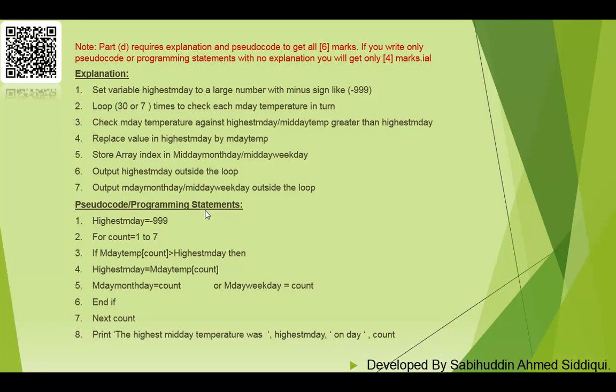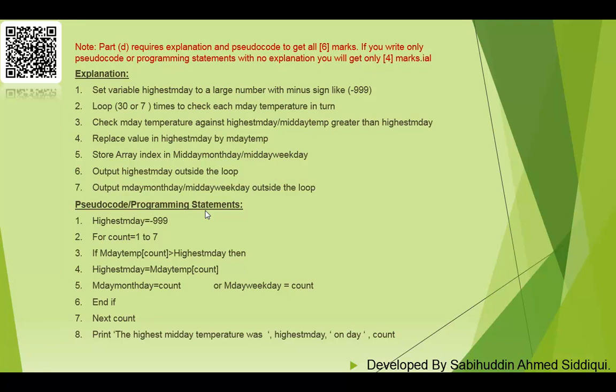Now continuing with the pseudocode. After the explanation, let's suppose I have written it in points form, 1 2 3 4 till 7 points. You can narrate it in properly organized paragraphs: first you are going to do this, second you are going to do this, and third you are going to do this. So you have to include proper meaningful comments or explanation of the procedure you are going to incorporate in a program.